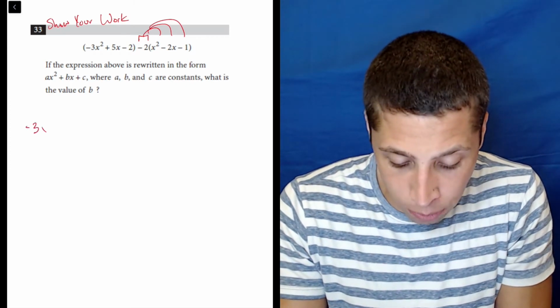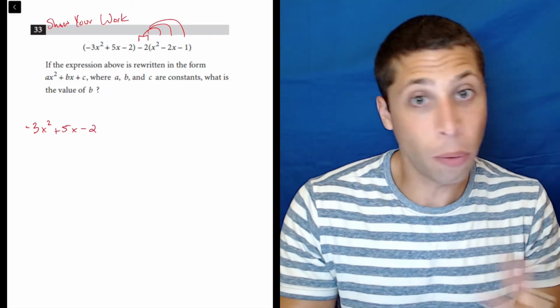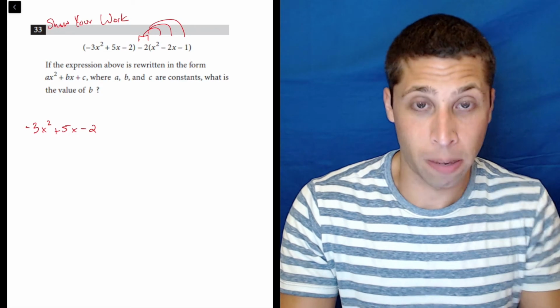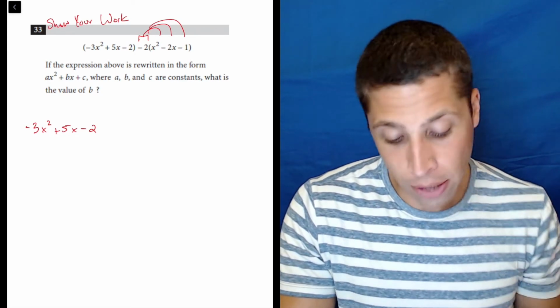I'm not going to do any work to that because there's nothing that needs to be distributed there. And I don't want to do two math steps at once. I'm already dealing with one that's prone to mistakes. Why add anything on top of that? So now the -2 gets distributed.